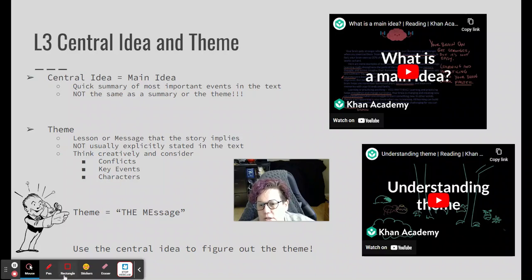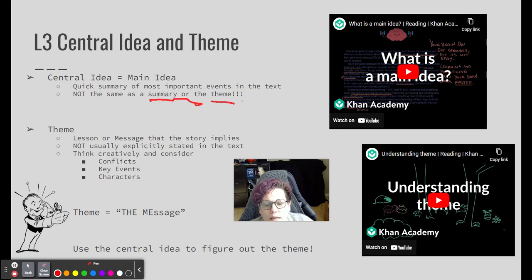For this lesson, we are going to be talking about the central idea and theme. So remember, the central idea is the same thing as the main idea. Basically, it's a quick summary of the most important events in the text. Now, this is not the same thing as a summary, and it's not the same thing as the theme.